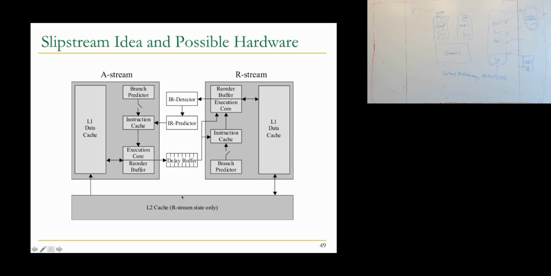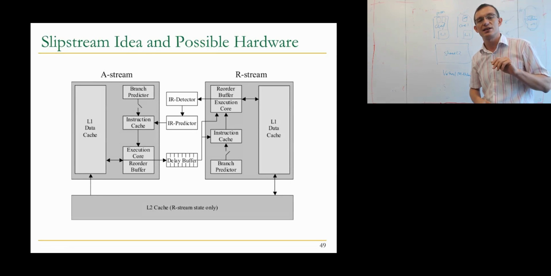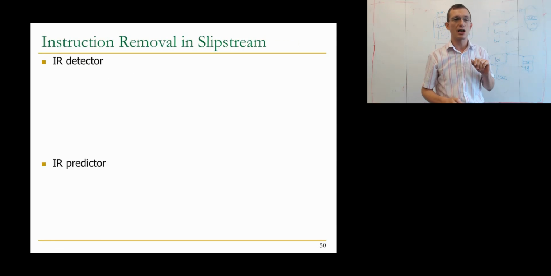This is an old paper, and it talks about R stream state only, but you can actually fetch data into the cache such that the R stream's caches are warmed up by the time it gets to the instructions that are needed. So that's the basic idea. You could do it in a multi-threaded context. You could do it in a multi-core context like this.